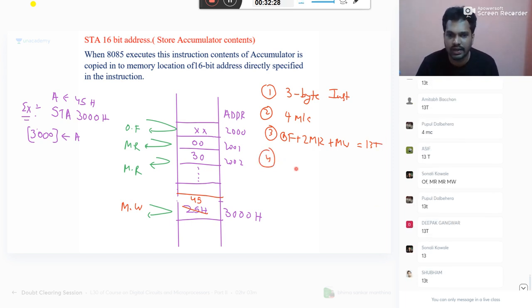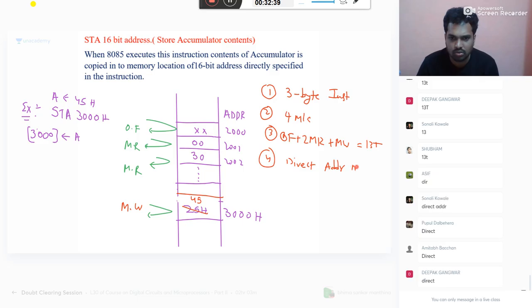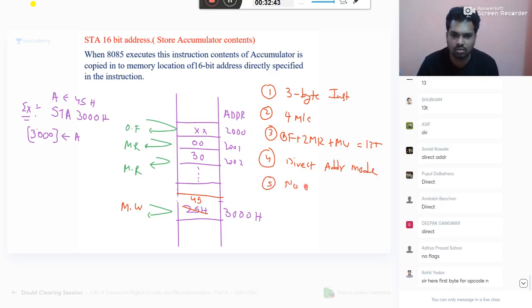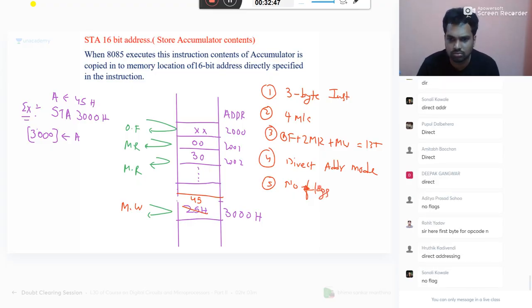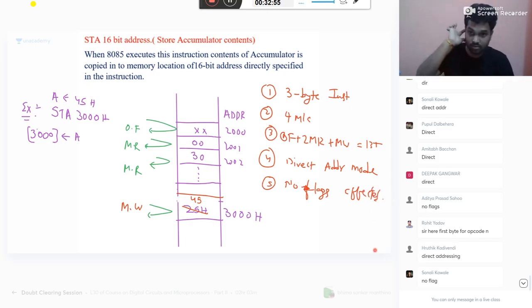What is the addressing mode? Direct addressing mode. No flags affected. Is it okay? Fine.